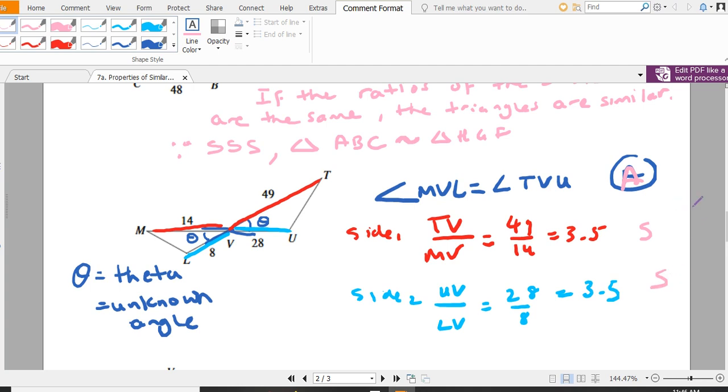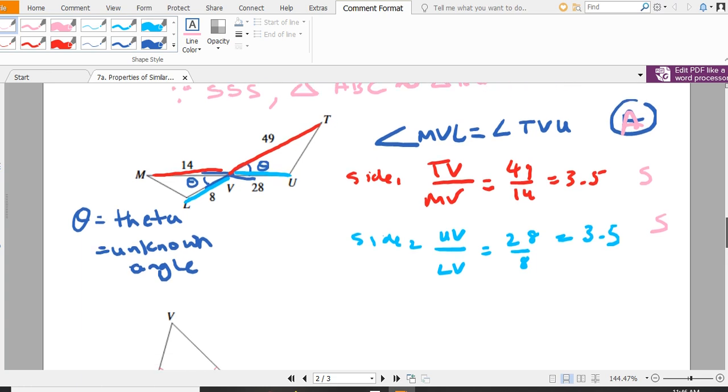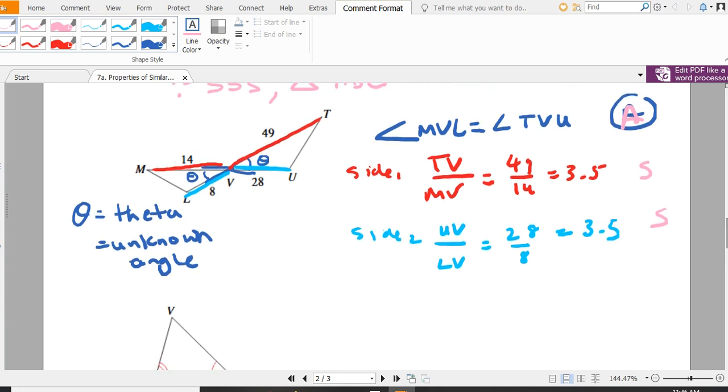Maybe it was a poor choice in how I approached that question, but typically it's SAS, side, angle, side. Why is it side, angle, side? Because it's going to be the angle that's contained by the two sides. Notice how the red and the blue both contain the angle that is the same in both triangles.